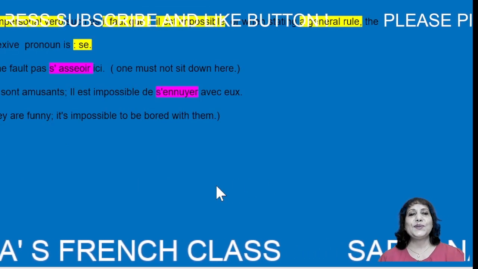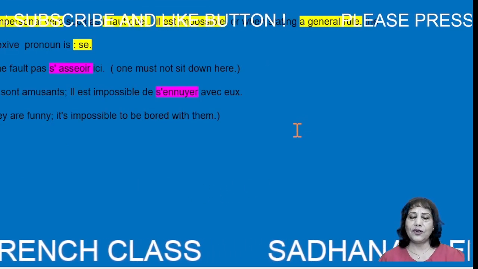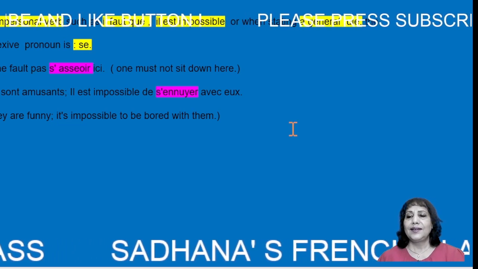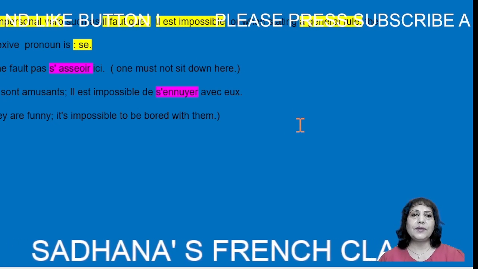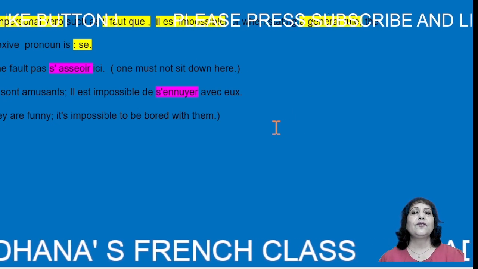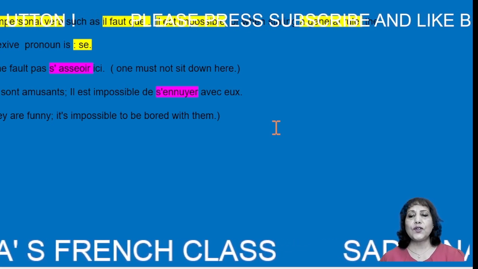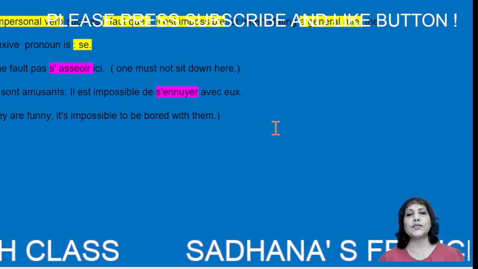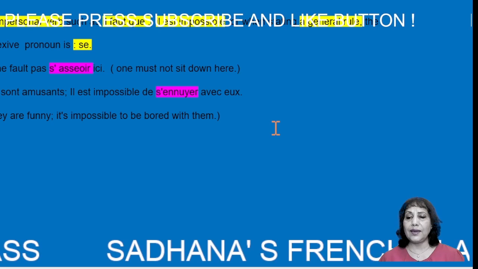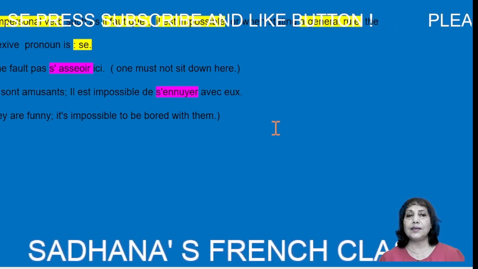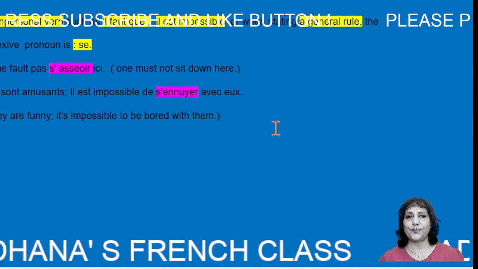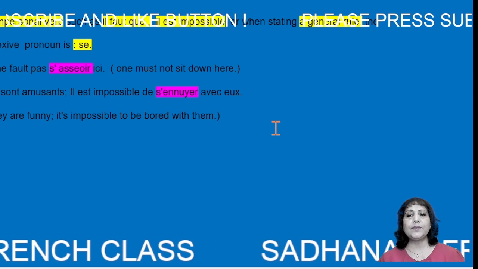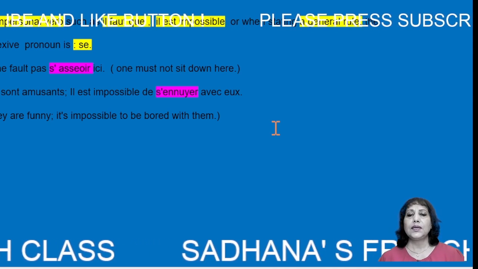Well, another thing which I thought I must include with your pronominal verb is impersonal verbs. There are some impersonal verbs, that is falloir, it is impersonal. Impersonal means it is conjugated with only third person singular il, not even elle. Okay, and here it does not mean he, here it means it. Il faut que, it is necessary that. Il est impossible, it is impossible.